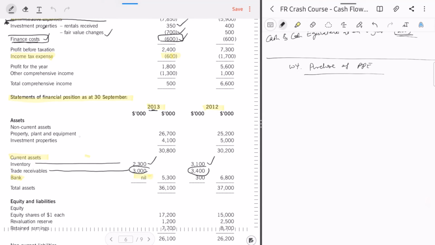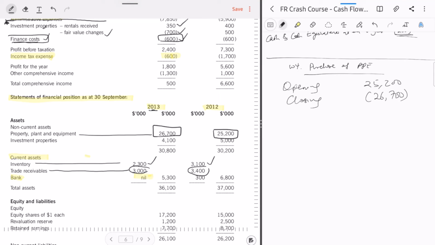Okay, can you see property, plant, and equipment here? 26,700 and 25,200. So my opening will be what? 25,200, right? Agreed? 25,200. Then what? I less my closing. So closing was what? 26,700.